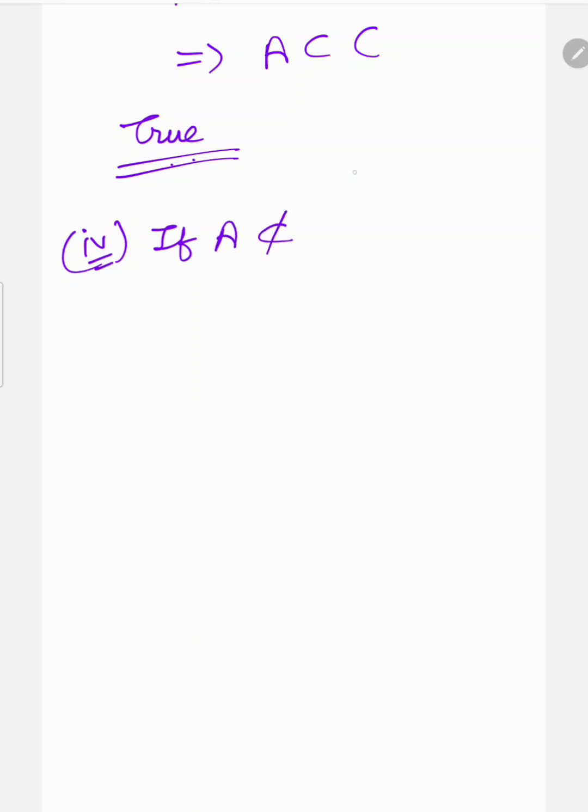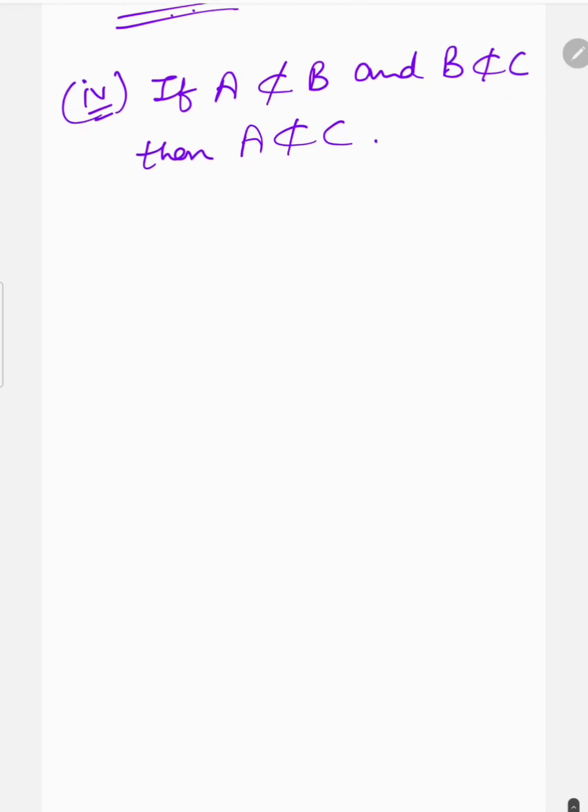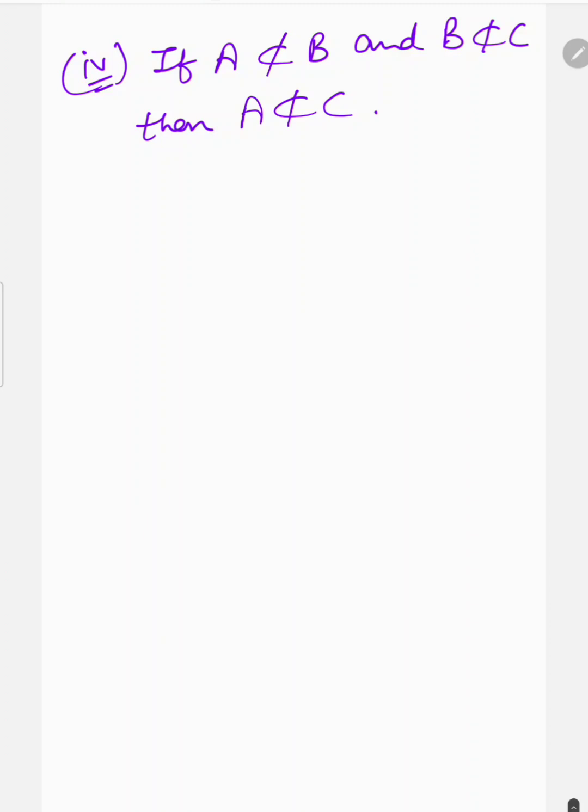If A is not a subset of B and B is not a subset of C, then A is not a subset of C. Again, let's take some examples.